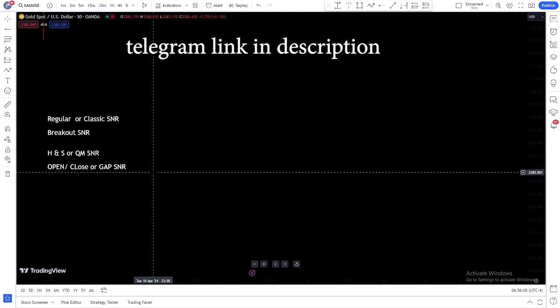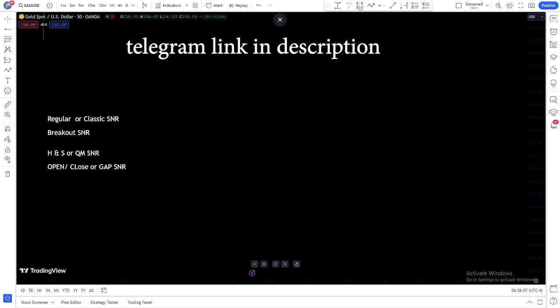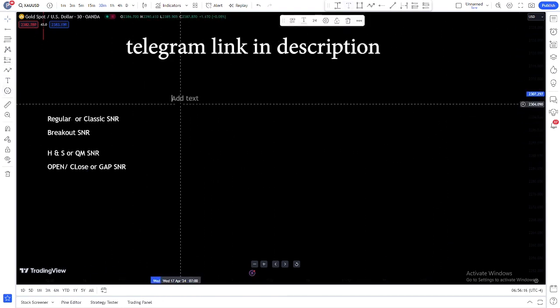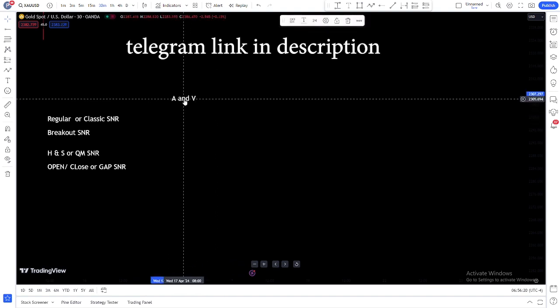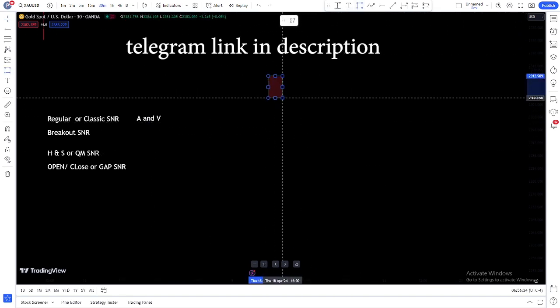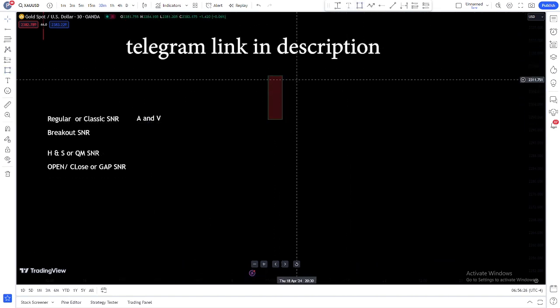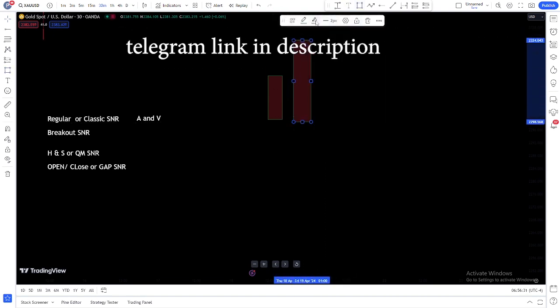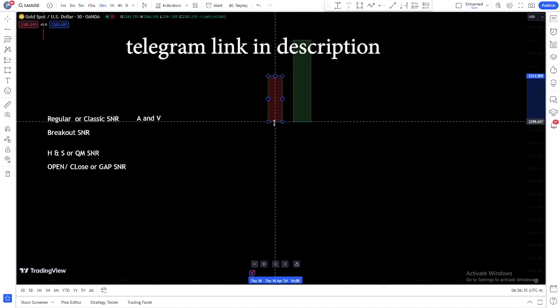First, the one that we are going to talk about is the regular or classic SNR, which will eventually be, let me write it on here, an A and V shape one. So this one will eventually be our regular or classic SNR. Let's say this is a red candle we are seeing here, and eventually we are going to have a green candle, which will be like this. And if we draw this bottom like this, we are going to have a V shape.